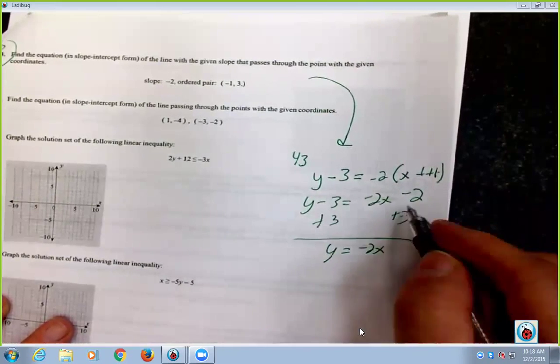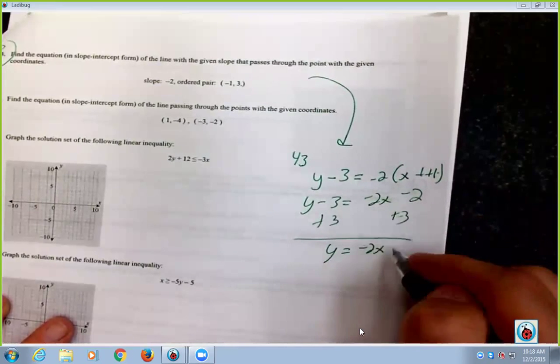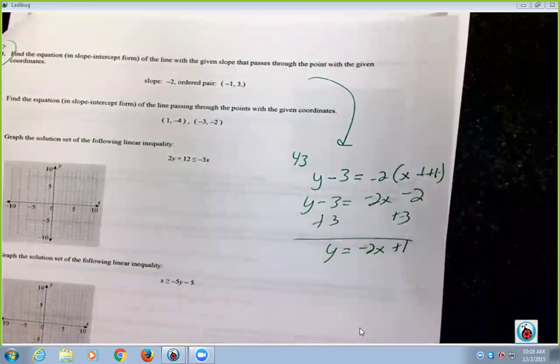So negative 2x plus 1 becomes my equation with that one. All right or not all right?